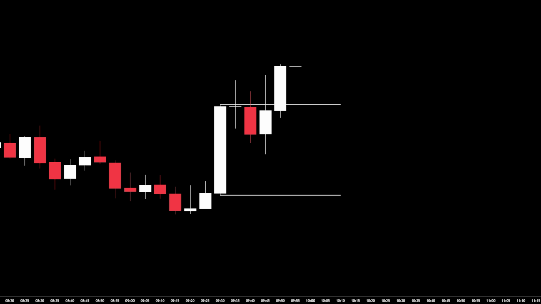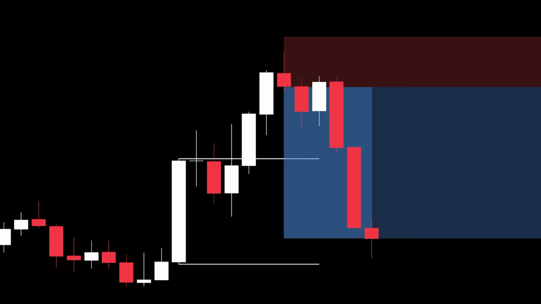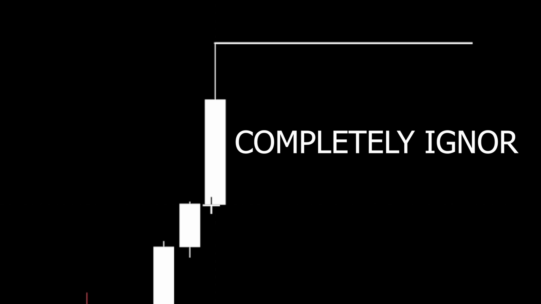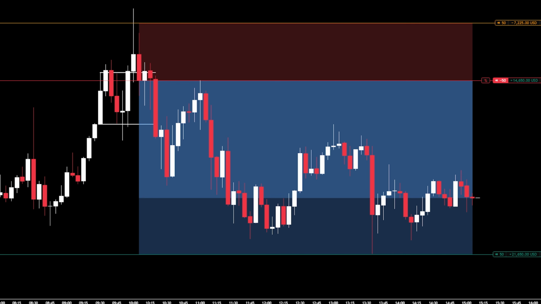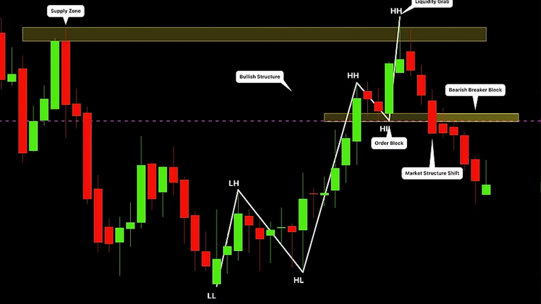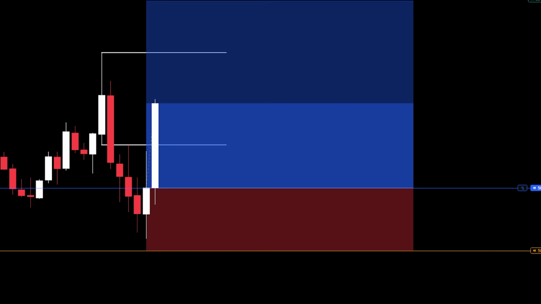Wait, watch this. This is where the reversal actually starts. One single candle that most traders completely ignore. And it happens again and again. The problem is you've been taught to look at the wrong things. Patterns, confirmations, indicators, none of that shows you this.